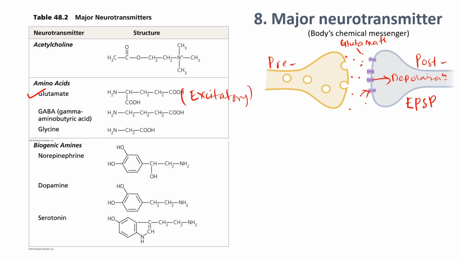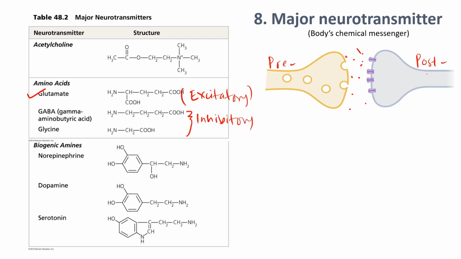Compared to that, GABA and glycine are different. GABA stands for gamma-aminobutyric acid. These two are inhibitory neurotransmitters. Inhibitory means it will not stimulate the postsynaptic neuron; rather, it will inhibit it.